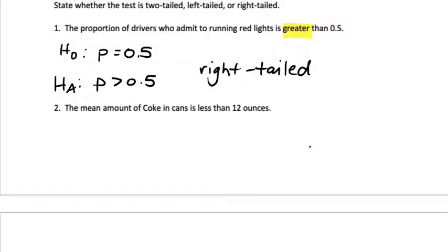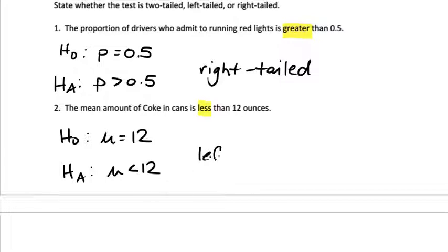For number two, the mean amount of Coke in cans is less than 12 ounces. My null hypothesis is that the mean is equal to 12. Remember, null hypothesis always has the equal sign. Alternative hypothesis is that it is less than 12. And since it's less than, that makes it left-tailed.